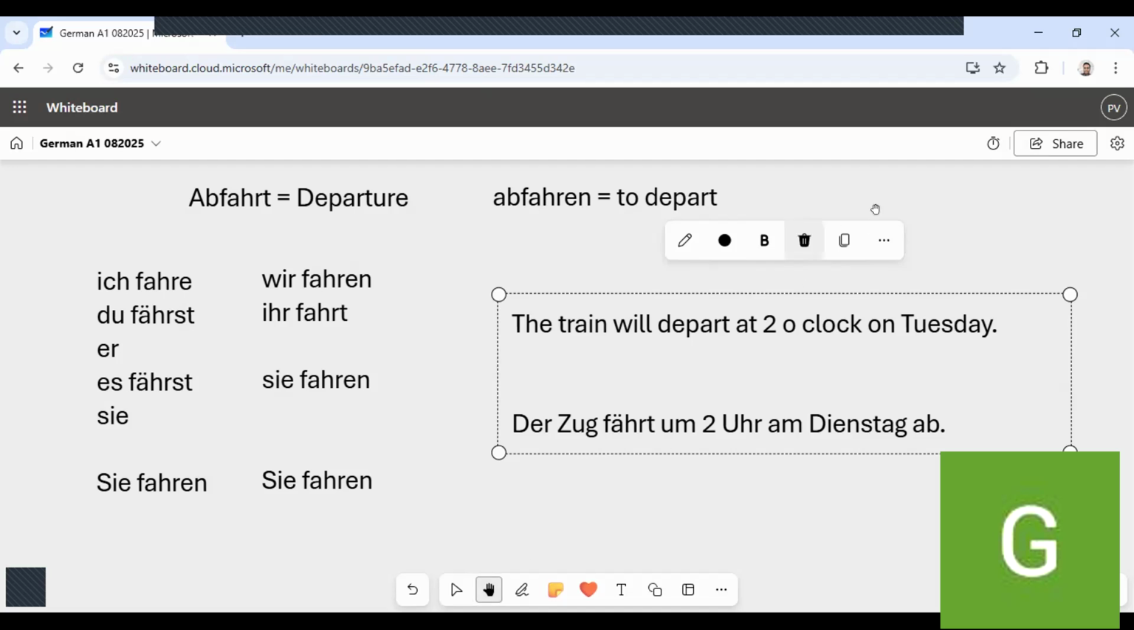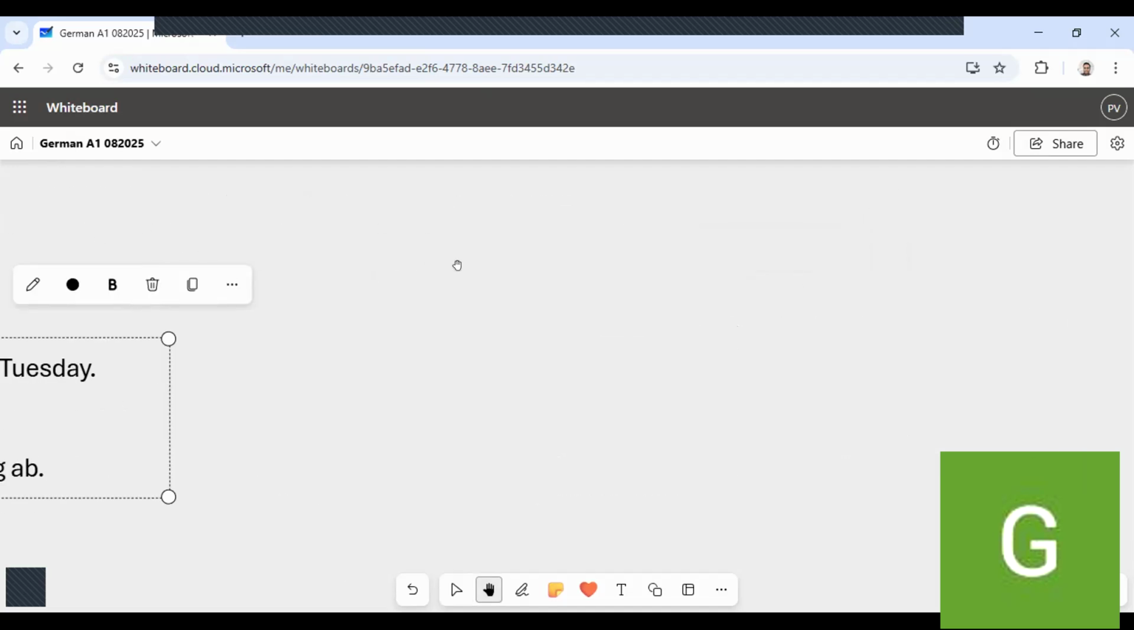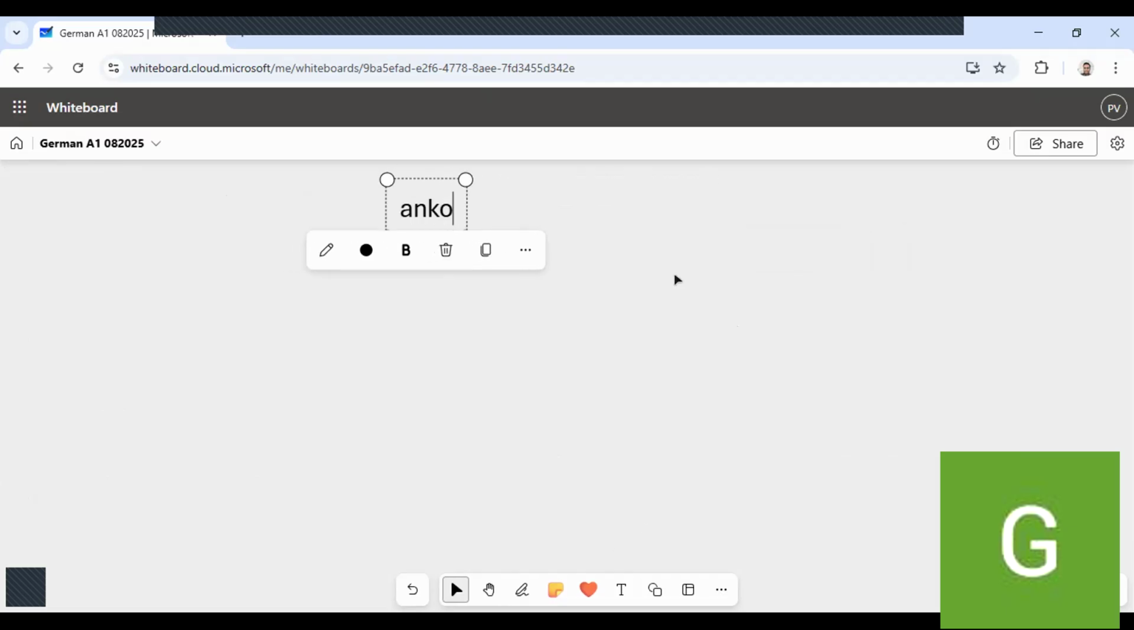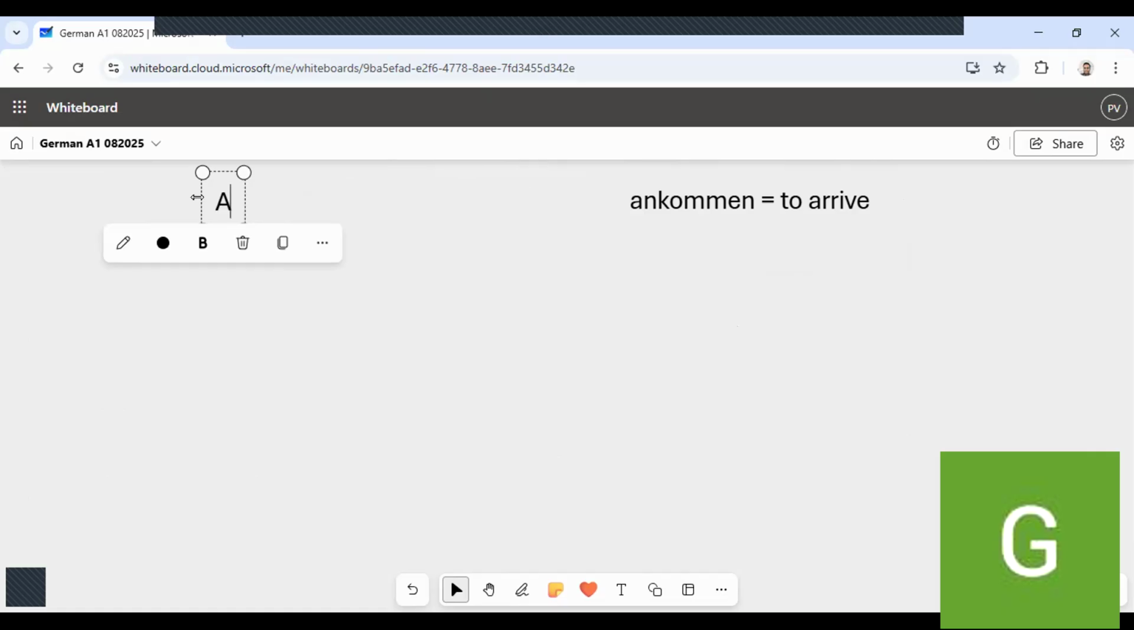Similarly, there is one more verb which means to arrive. Suppose when the flight is leaving, definitely it will arrive somewhere. Okay, so there is a verb called ankommen. Ankommen means to arrive. So you will also see at the German airports, Ankunft means arrival.